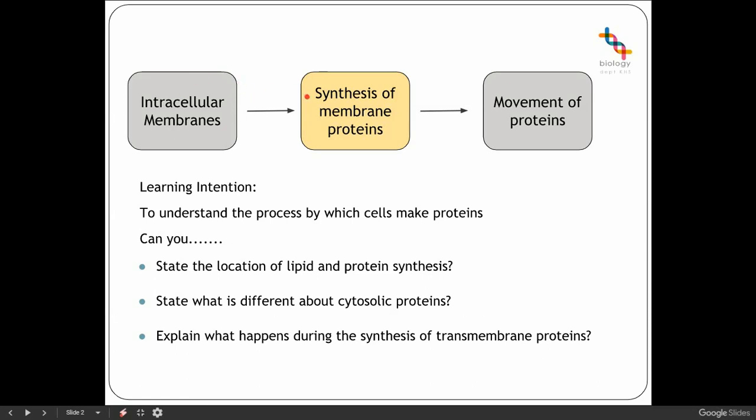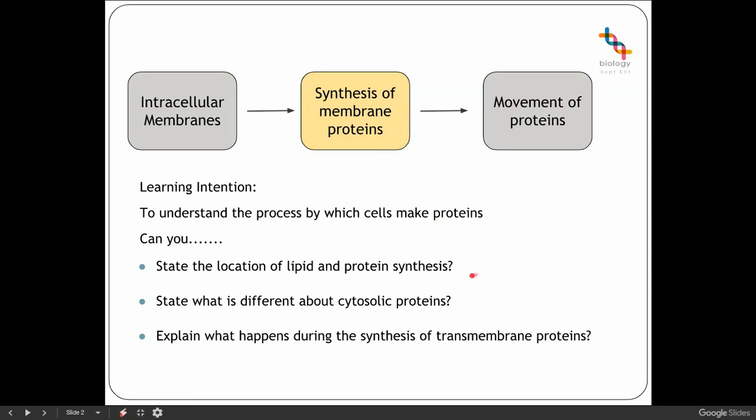What we're going to look at today is the synthesis of the membrane proteins, and we will also have a wee look at the other parts of the membrane as well and how they are synthesized. After that, we're going to move on to looking at how those proteins are moved either within the cell or secreted out with the cell. So we're still looking at the process by which cells make proteins.